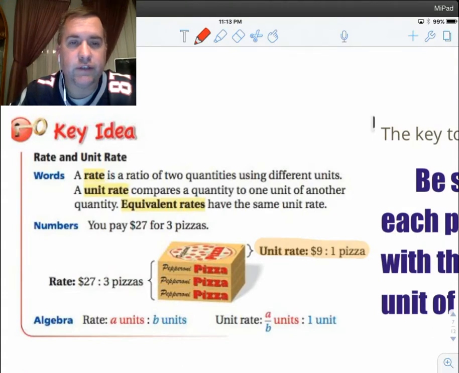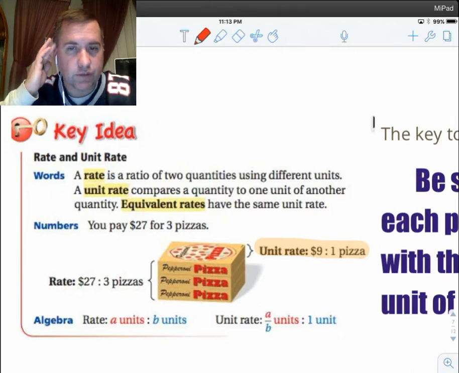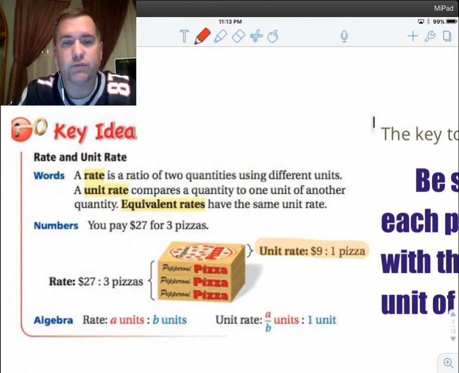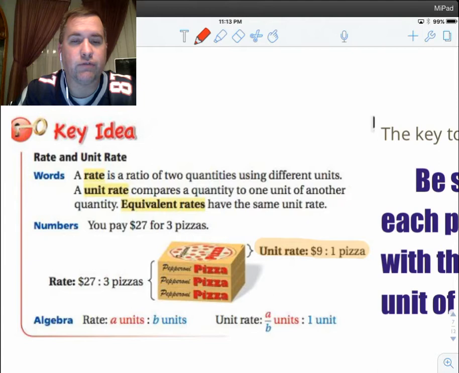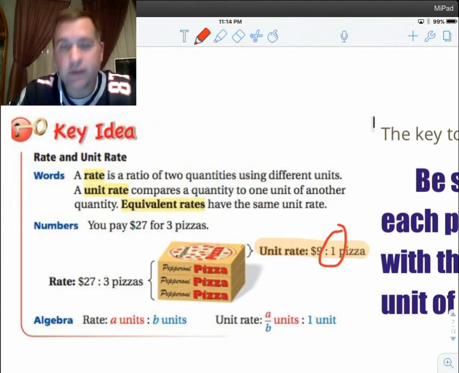A unit rate is a rate, same thing, but this compares the quantity to a single unit of the other measurement. So in the example below, we first are talking about $27 for 3 pizzas. The unit rate would be $9 per pizza because we're talking about the cost for one pizza. So unit rates compare a quantity of one unit of measure to a single quantity of the other unit of measure. Equivalent rates are just that. They're rates that have the same unit rate. They are rates that express the same relationship between the two quantities.